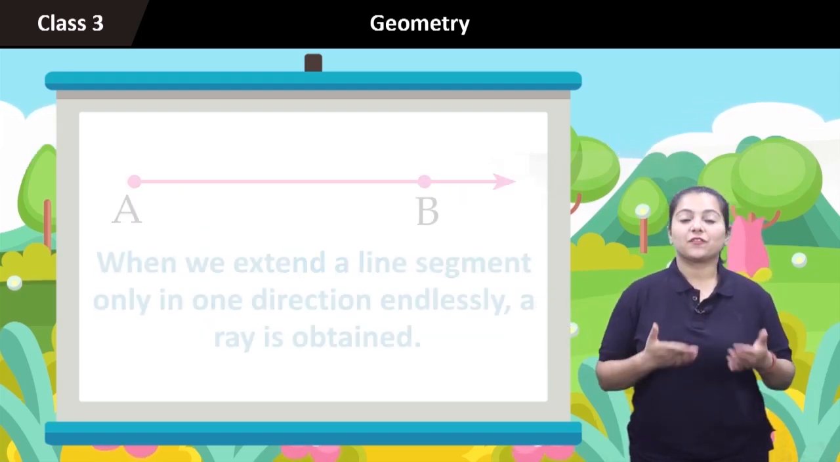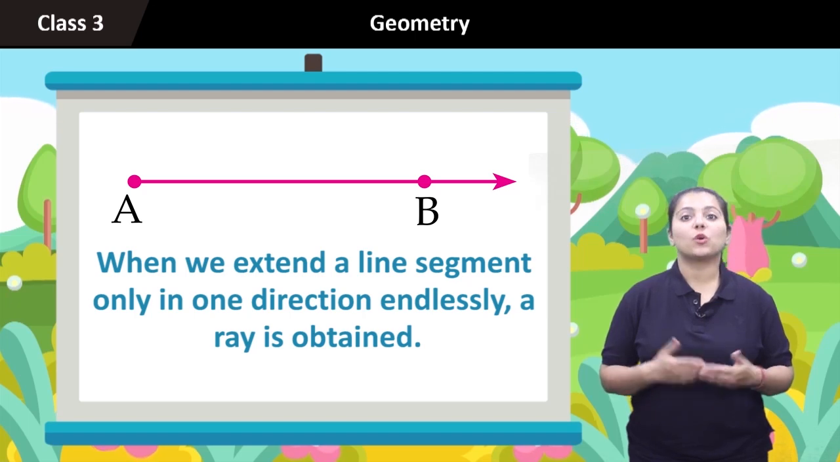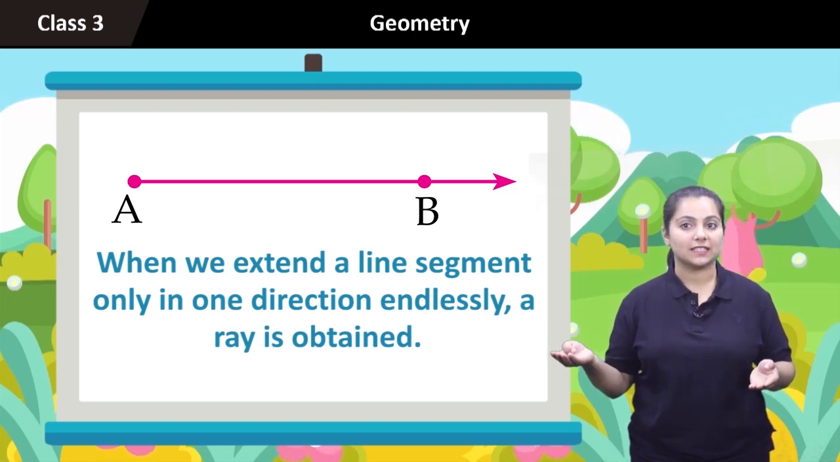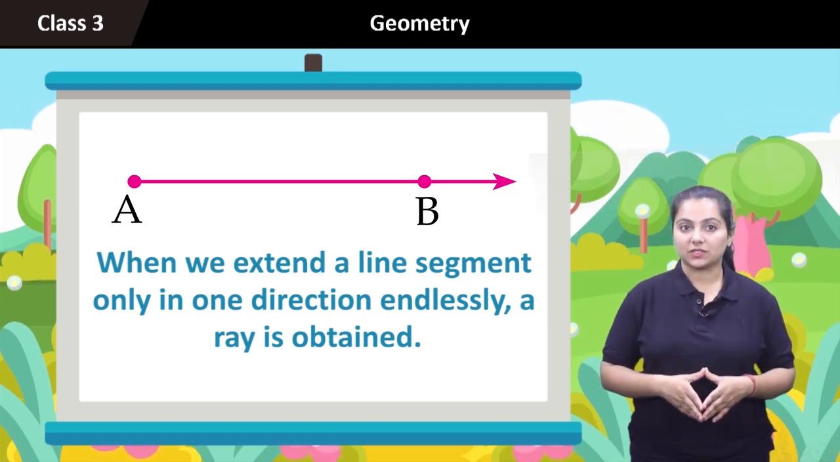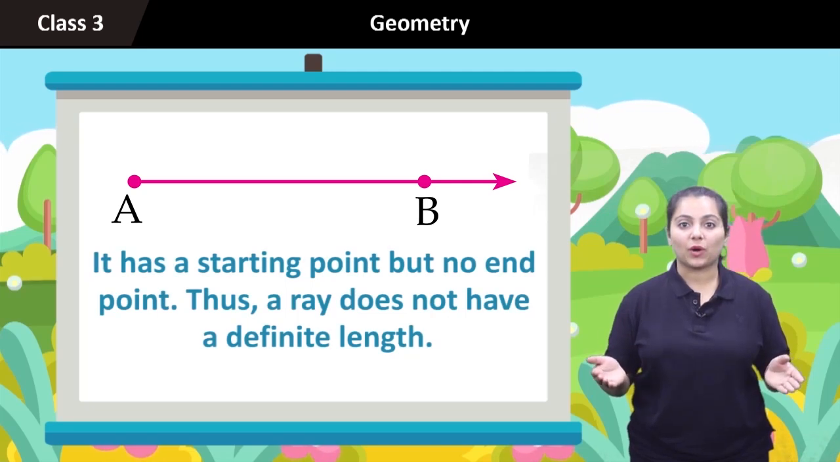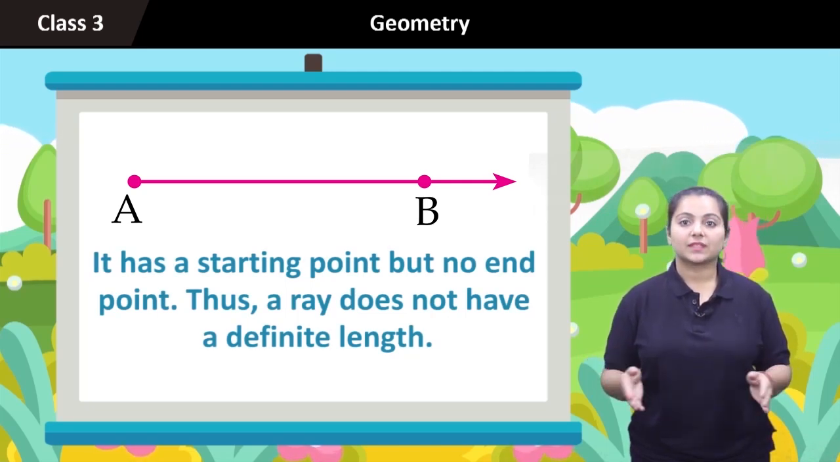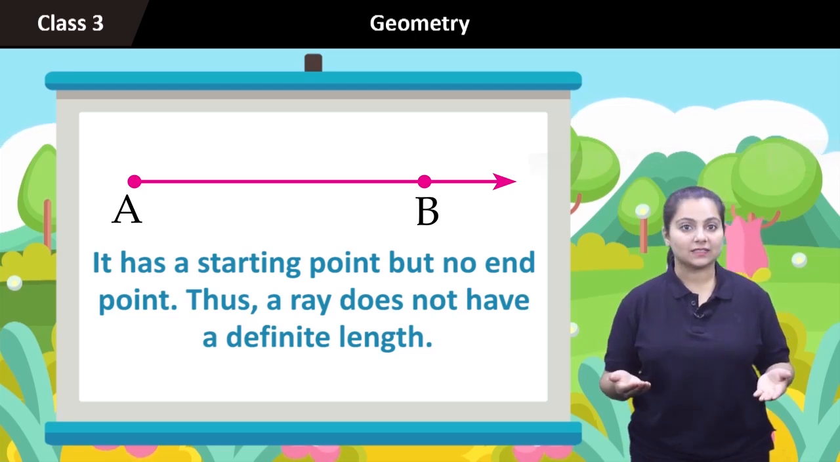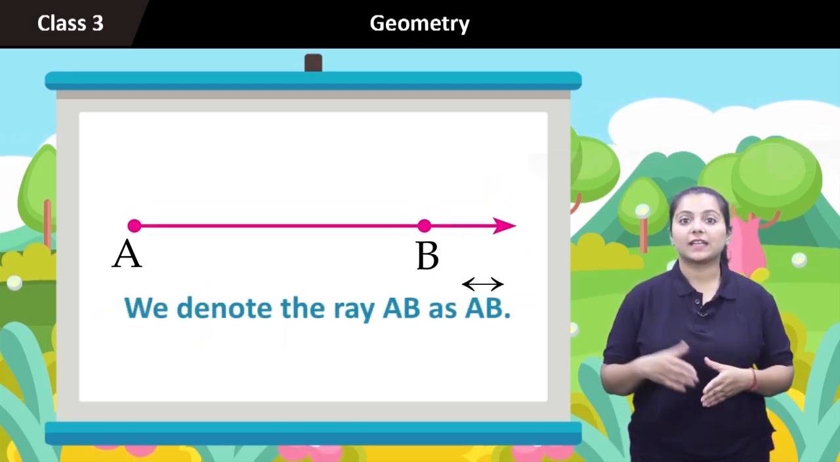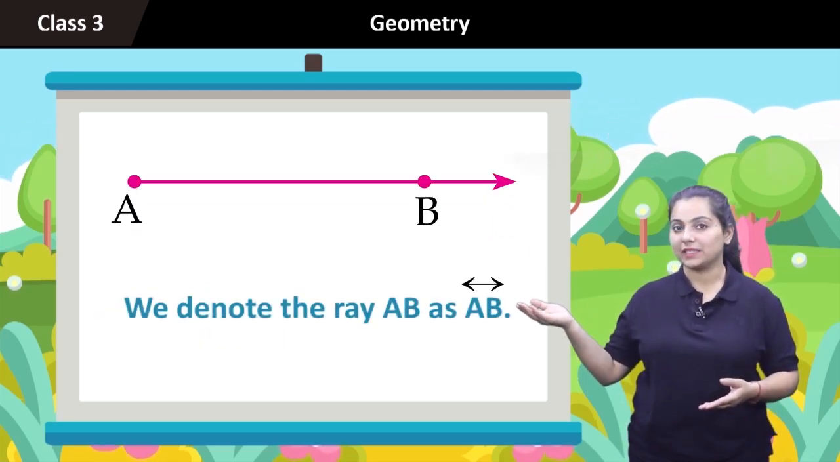Ray. When we extend a line segment only in one direction endlessly, a ray is obtained. It has a starting point but no end point. Thus, a ray does not have a definite length. We denote the ray AB as AB.